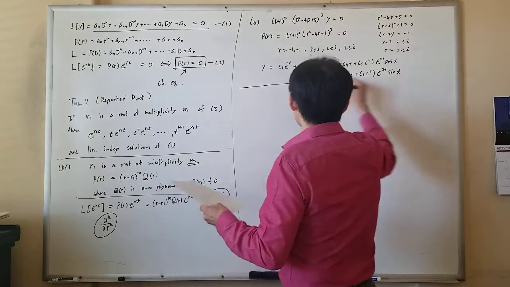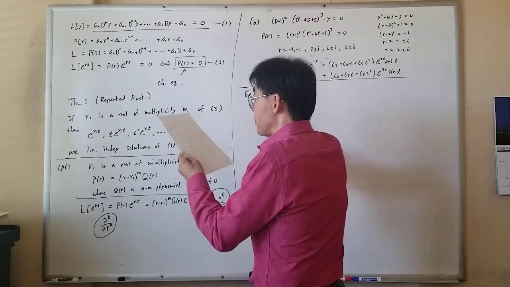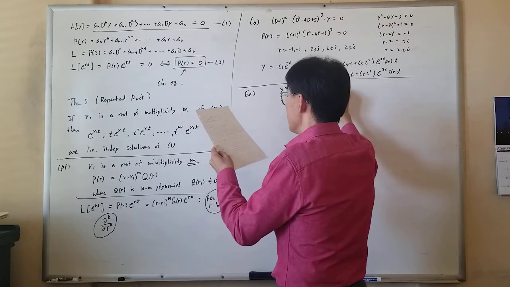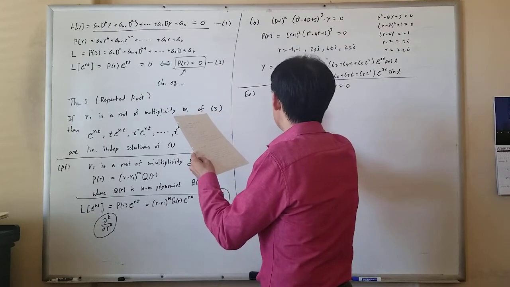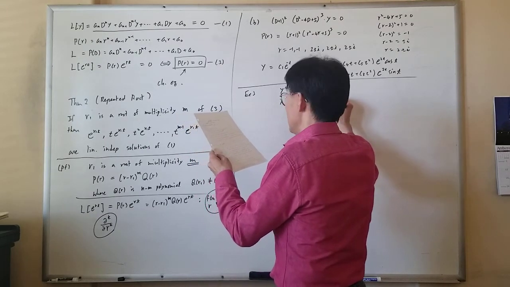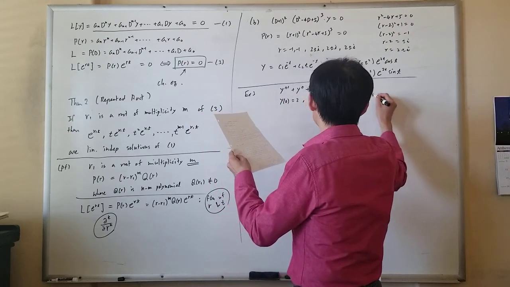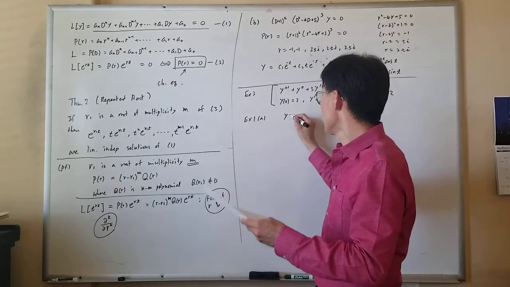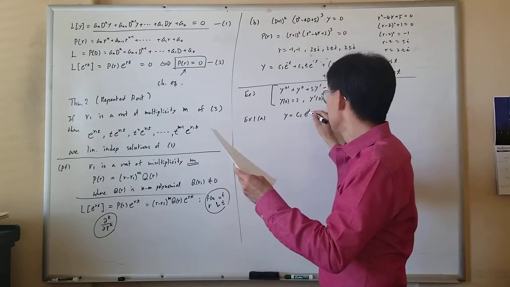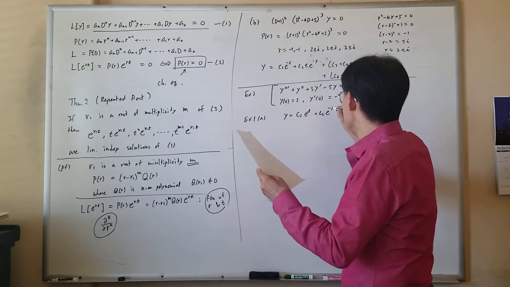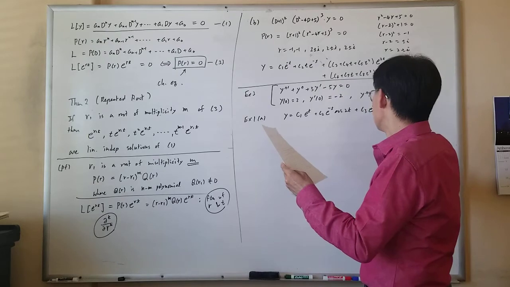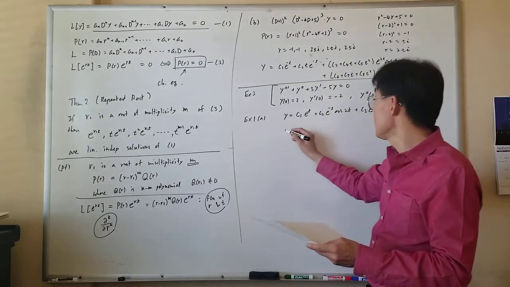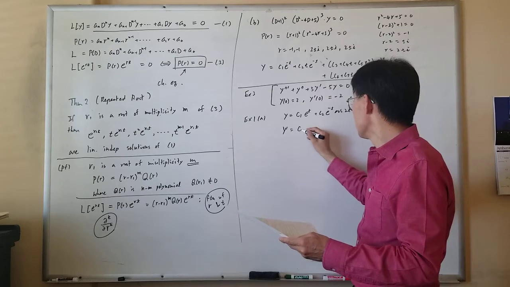Finally, example 3, solving this initial value problem. You know, in example 1a, we already got that this one has to be c1 e to the t, e to the negative t cosine of 2t. Now, you have to take the derivative, up to the second derivative. So this is the same as this.